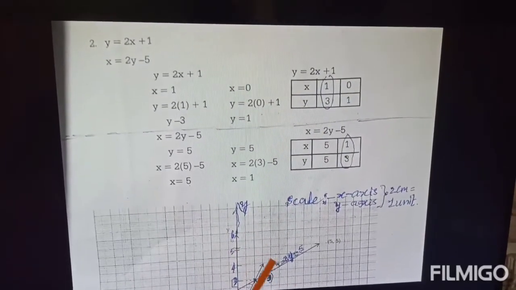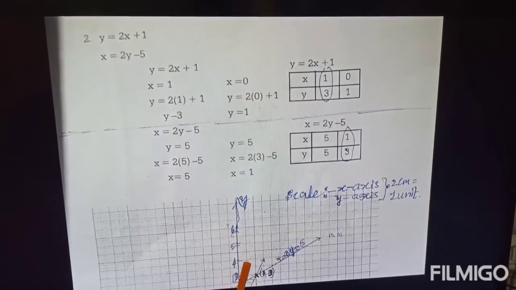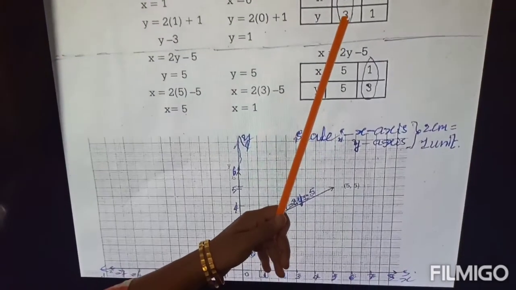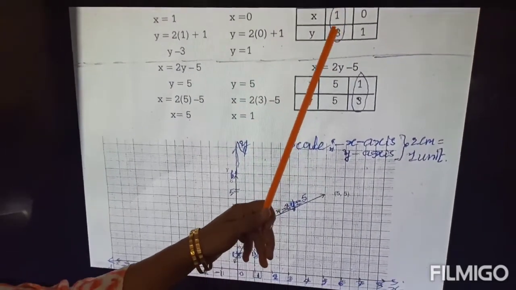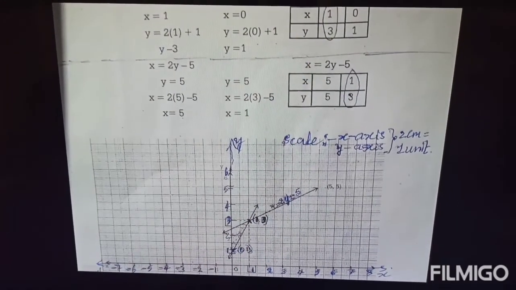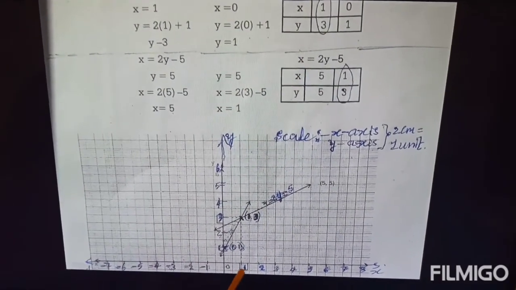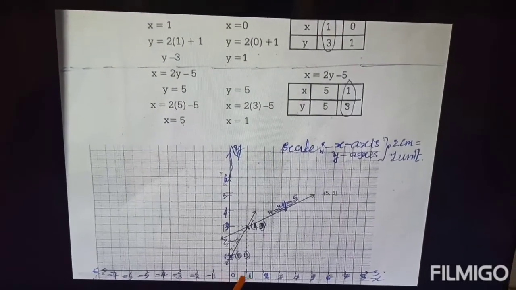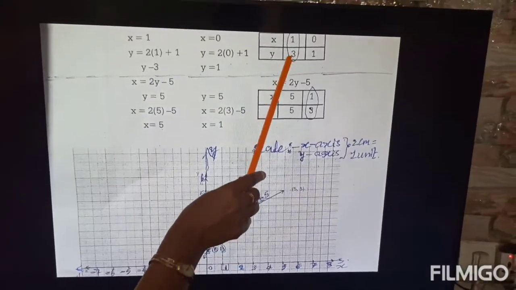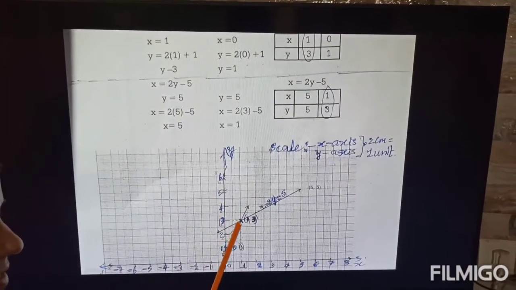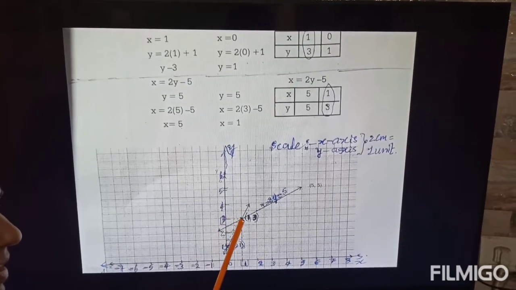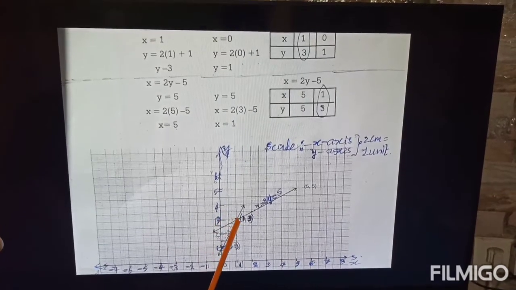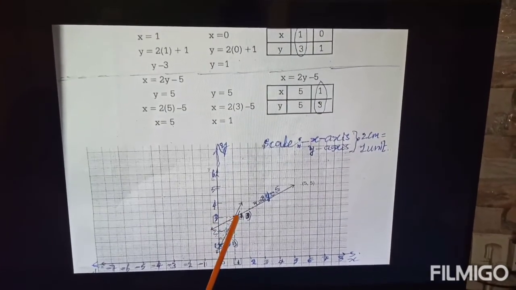Now we will plot the graph on the graph sheet. From the first equation we got 1 and 3. First point coordinates are 1 and 3. 1 on the x-axis, positive value for x is 1, this one, right side from the 0. Then 3 on the y-axis, this one is the 3. Both intersect here. Okay. This is the first point.